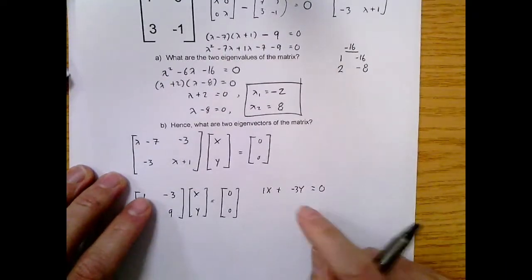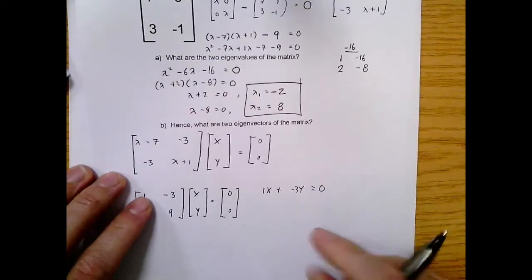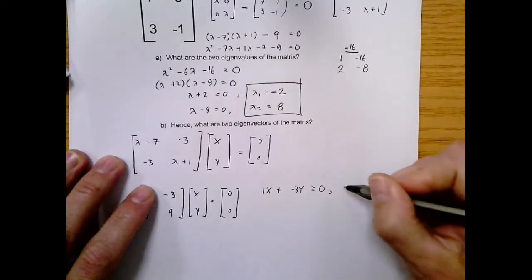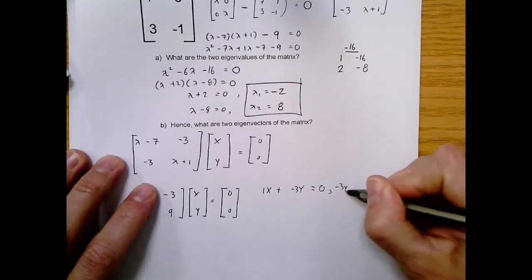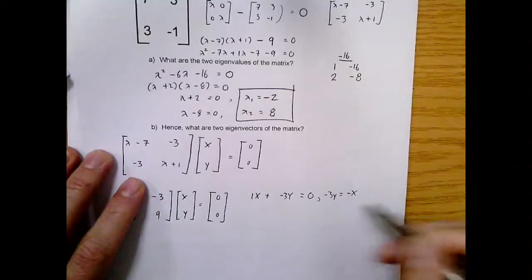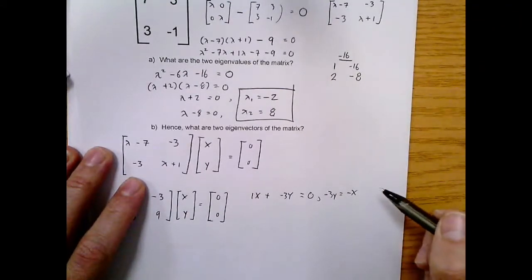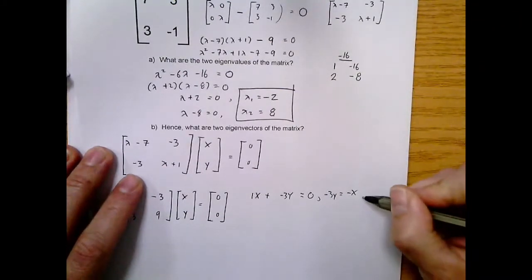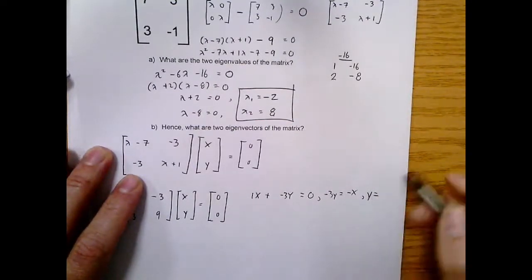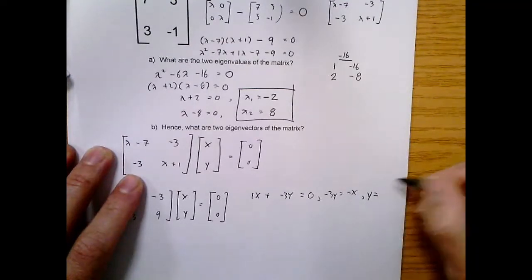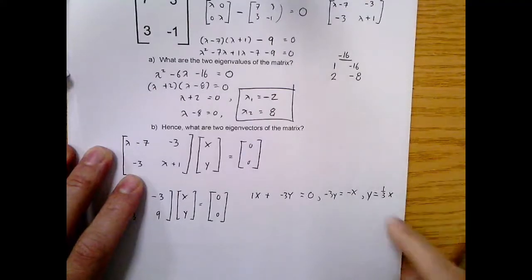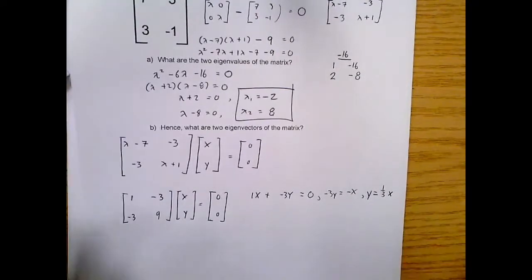We're just going to isolate y on one side and solve for x. So we subtract x from both sides and get negative 3y equals negative x. Then we get y all by itself, so we divide both sides by negative 3. Y is x over 3, which is also the same as 1 third x. That's where we're going to stop that process for now. We'll come back to it.